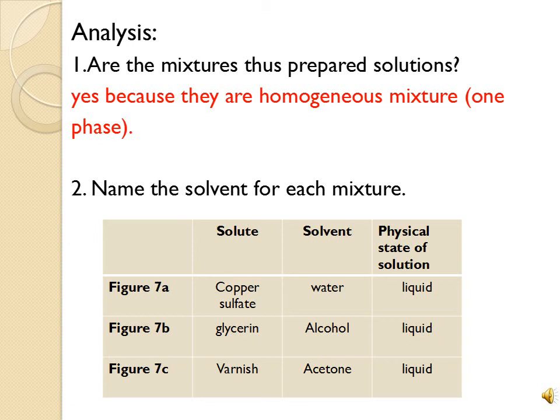Figure 7b. We have glycerine and alcohol. Here the glycerine is what dissolves in the alcohol. So the solute is glycerine, and the alcohol is the solvent. What is the physical state of the solution? It is also liquid, because the solvent here is alcohol, and alcohol is a liquid.